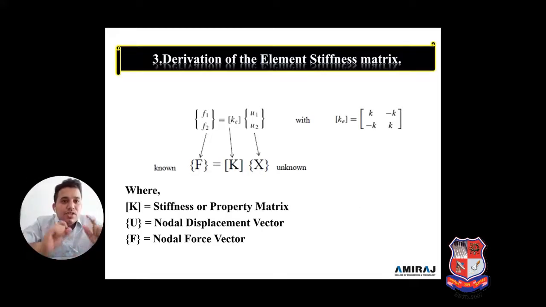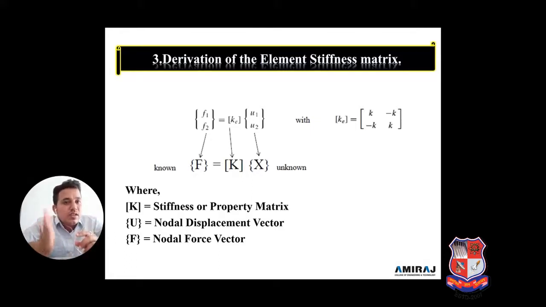element stiffness. Here one standard formula is there: F is equal to K into X, or we can say K into U. F is the force at a particular element, K is the stiffness matrix of the particular element, and U is the displacement. If it is a force, we can consider it as a force. If we consider a pipe or fluid flow, then we can consider it as a pressure also. We will look forward to it.